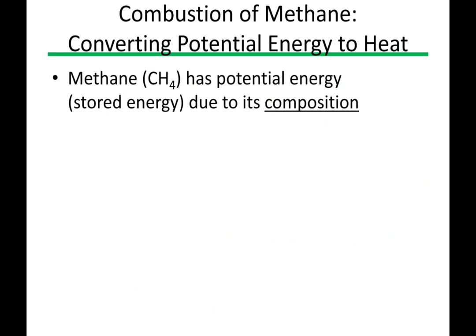So let's talk about an example of this. Let's talk about the combustion of methane. So an example of converting potential energy in the form of chemical potential energy to heat energy. So methane has this potential energy due to its composition.